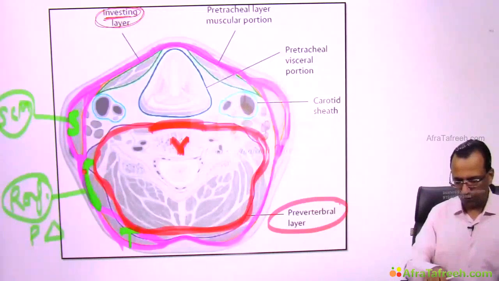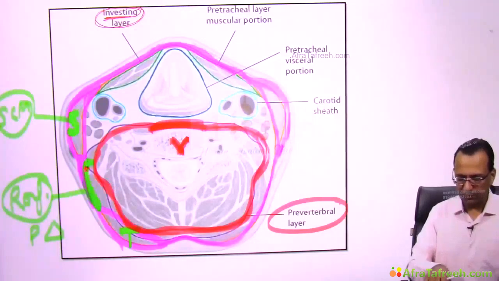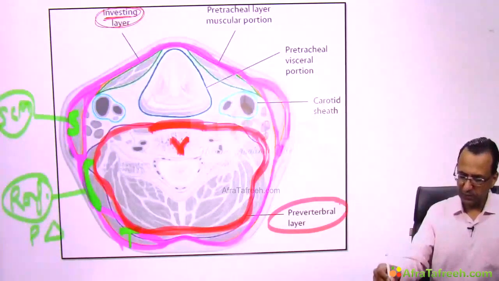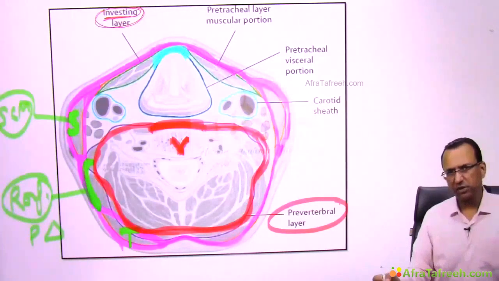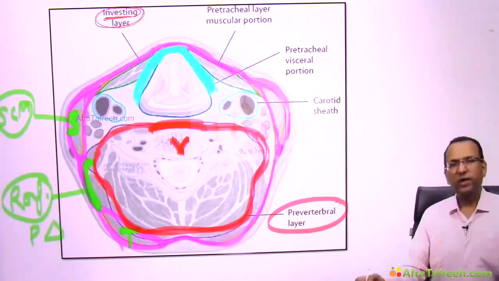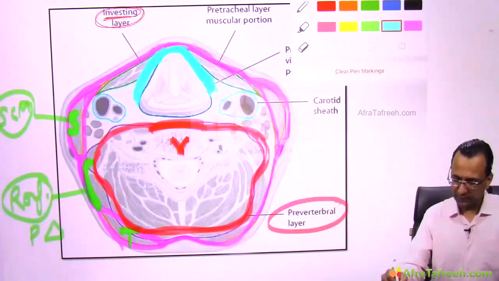This is the roof of the posterior triangle, formed by investing fascia. This is the floor, formed by prevertebral fascia. Then what about the pretracheal fascia? This is the pretracheal fascia. It is in front of the trachea, but not only in front of the trachea, it is going anterior and lateral to the trachea. What when it goes posterior to the trachea? When it goes posterior to the trachea, actually it is going posterior to the esophagus also.